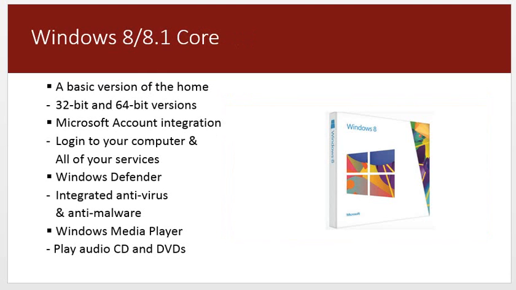Windows 8 Core was just a basic version for a home. Of course, it had both 32-bit and 64-bit versions. It also did integrate through your Microsoft account, so as you log into your computer all your services are there. It also had an integrated antivirus and anti-malware called Windows Defender. If you wanted to play audio CDs and DVDs, Windows Media Player was built in.